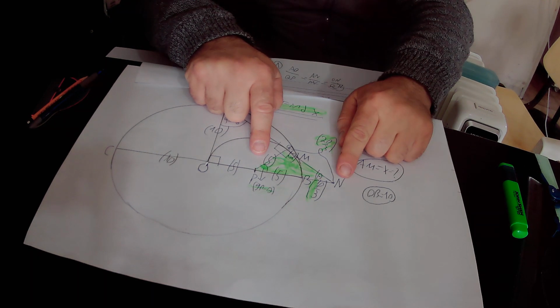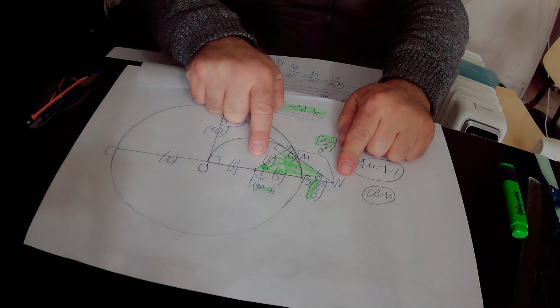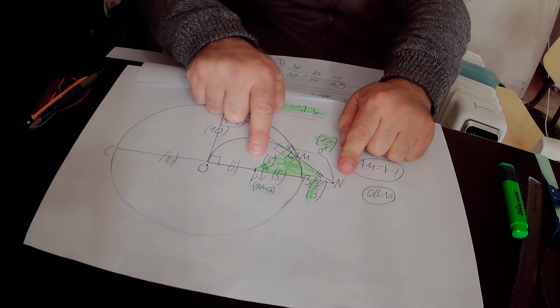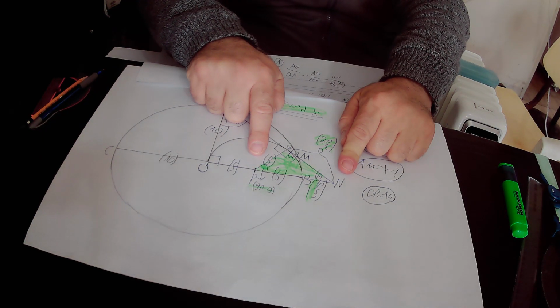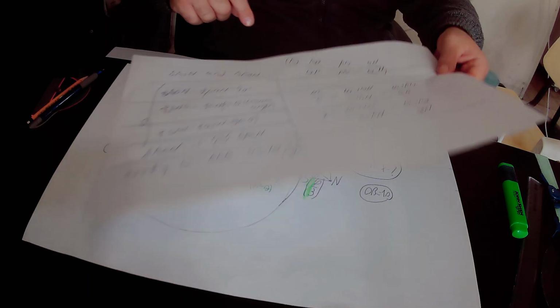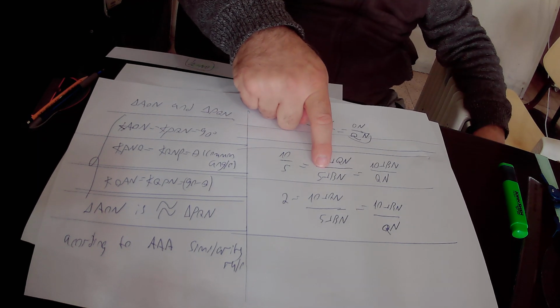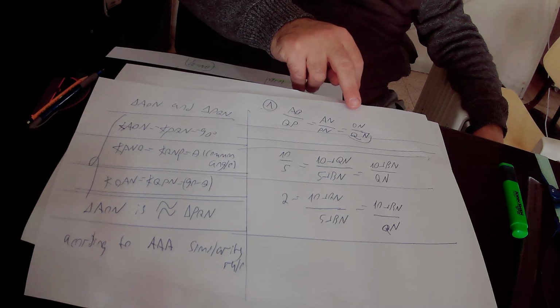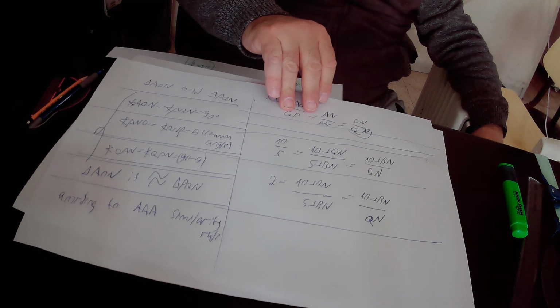What is the length of PN? PN equals PB plus BN. That is to say, PN equals PB, that is 5, plus BN. So in total, PN equals 5 plus BN. Here, PN equals 5 plus BN, and it equals ON. What is the length of ON?